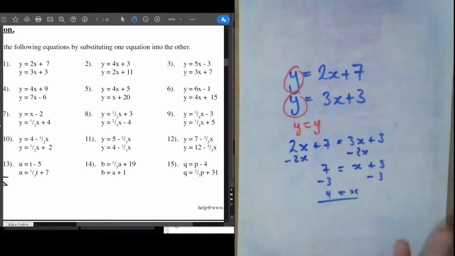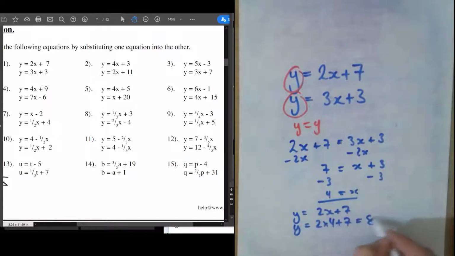Then I can just substitute it back into any of those equations. So y is 2x plus 7. Instead of x, I'm going to have 4. So that's 8 plus 7. So y equals 15. Because a lot of people like coordinates as their answers, it's probably best if you do that. Coordinates are written in alphabetical order. So you've got x, y, so it'll be (4, 15).